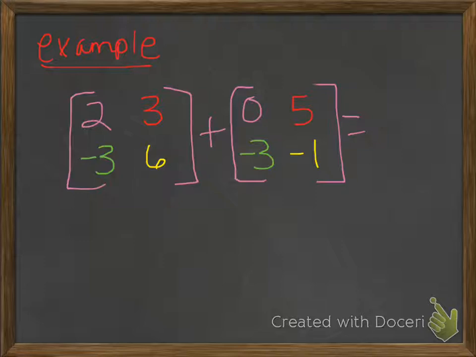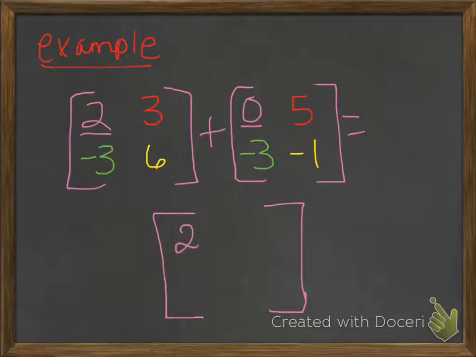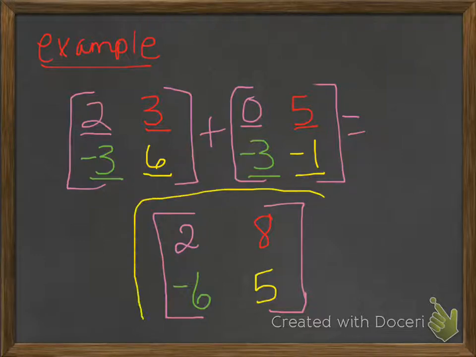Alright, so let's look at an example. Our first matrix is 2, 3, negative 3, 6, and our second one is 0, 5, negative 3, negative 1. So, when we add these, we take 2 plus 0 to give me 2, so the 2 is going to fall in that spot. For my second value, I'm going to take 3 plus 5 to give me 8. My third value is going to be negative 3 plus negative 3, which gives me negative 6. And finally, we have 6 plus negative 1 to give me 5. And so your final answer would be this matrix right here.